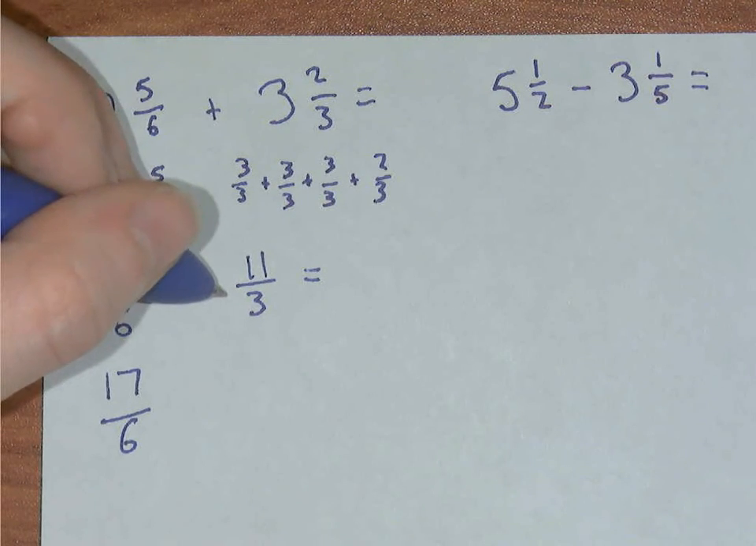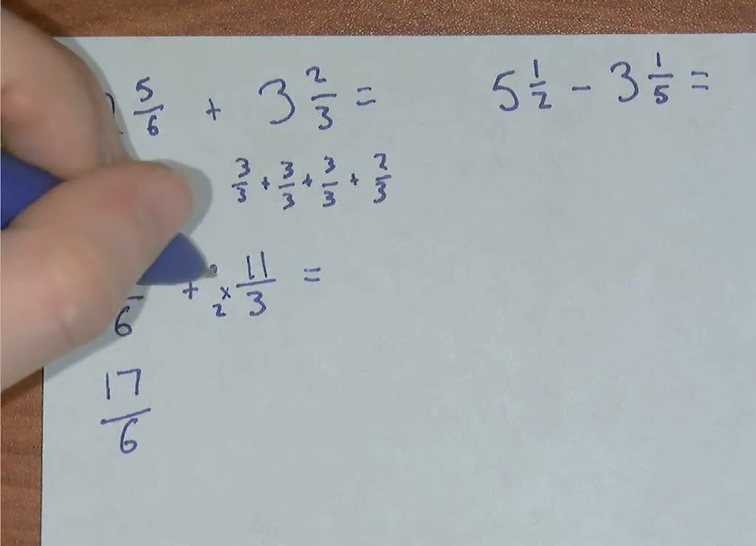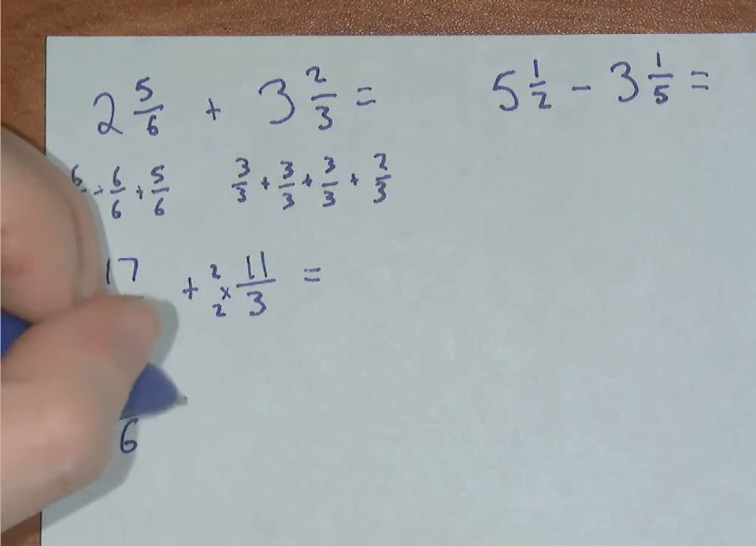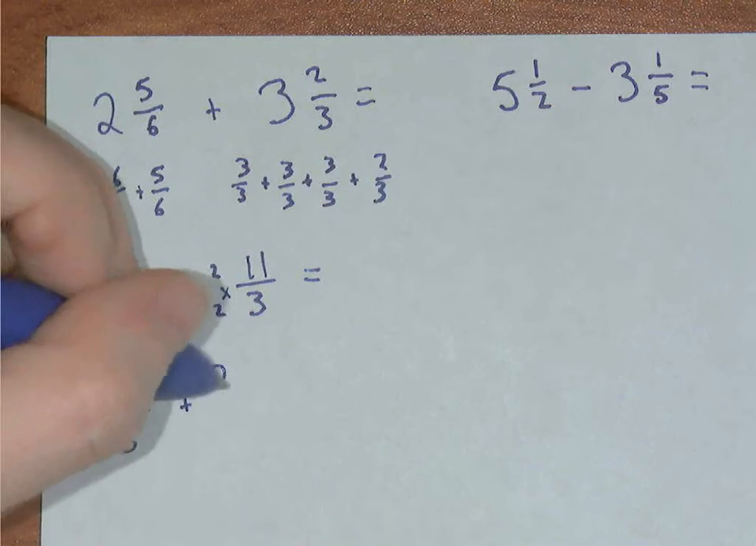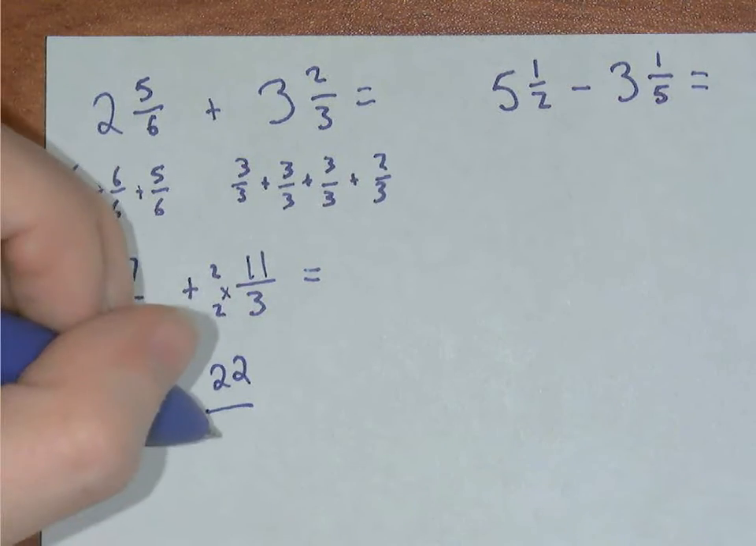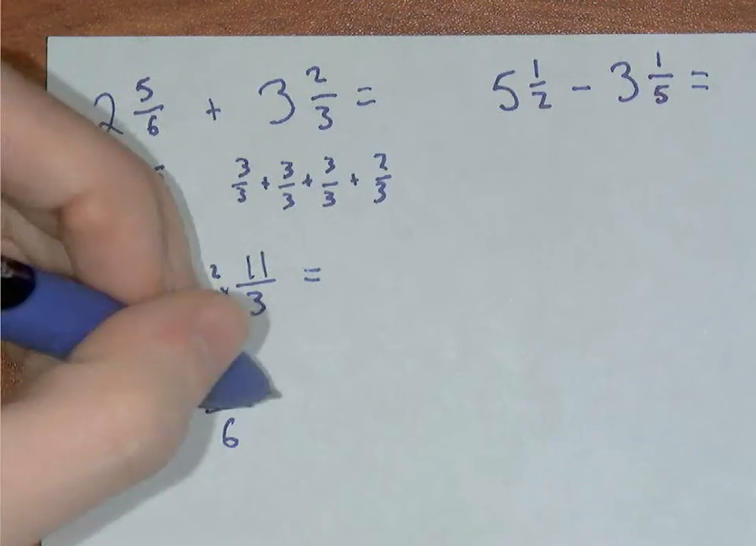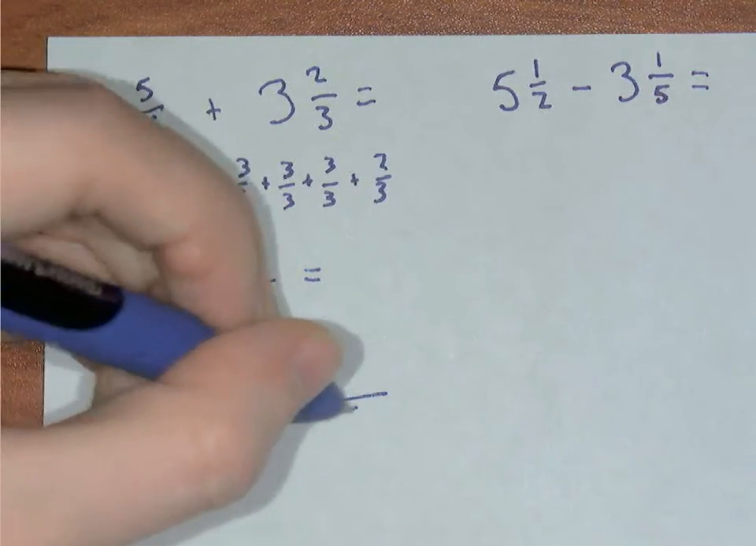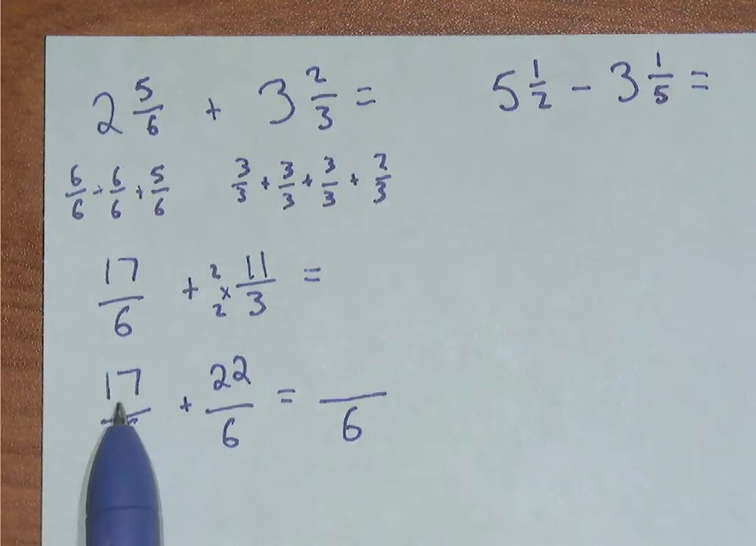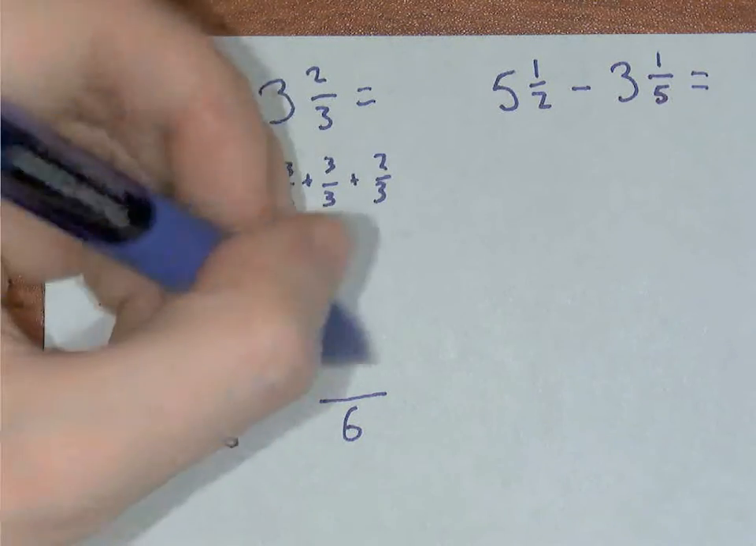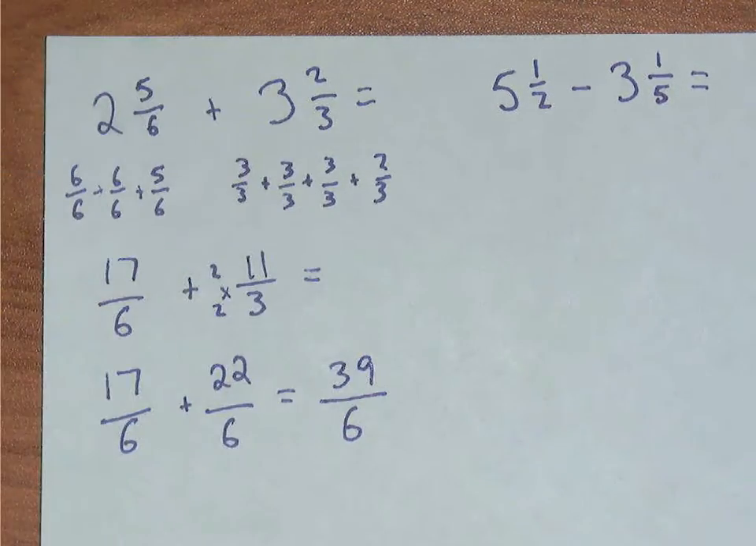I say 3 times 2 is 6, so I'm going to multiply by 2 on the top and on the bottom. 2 times 11 is 22. 2 times 3 is 6. So I've got 17 sixths plus 22 sixths. I know my answer is going to be in sixths. 17 plus 22 gives me 39. So my answer is 39 sixths.